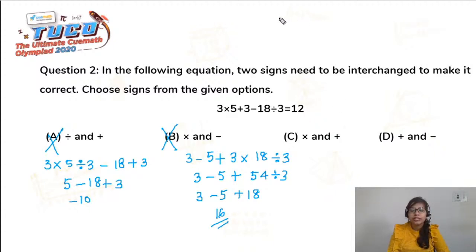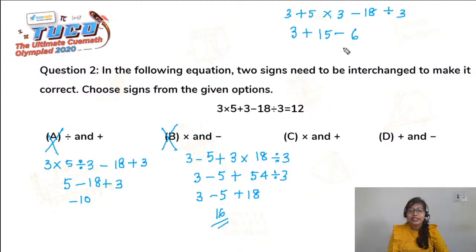For option number C, multiplication and addition. So 3 plus 5 times 3 minus 18 divided by 3. Okay, so let's check this. 5 times 3 is 15. So 3 plus 15 minus 18 divided by 3 is how much? 18 divided by 3 is nothing but 6. Okay, so you can go by this way.